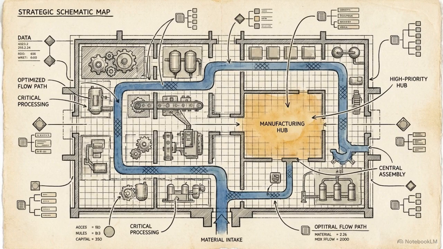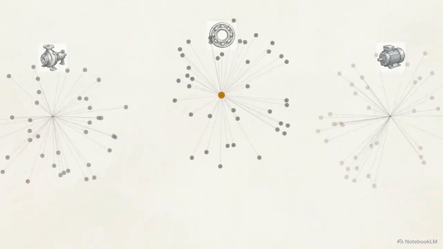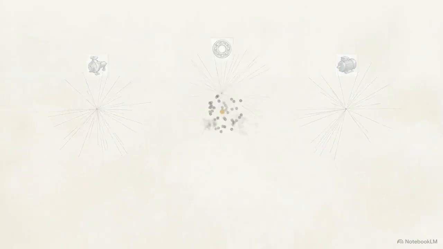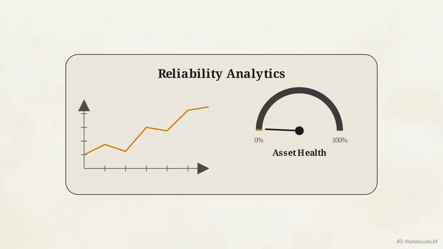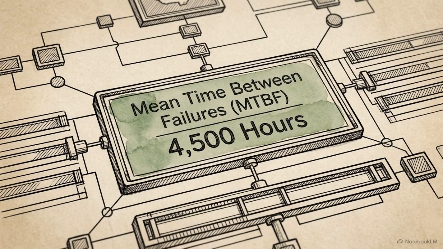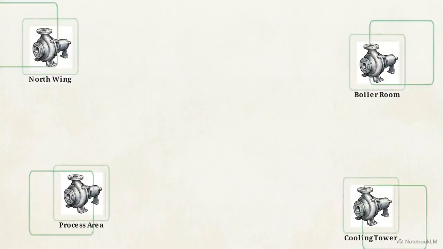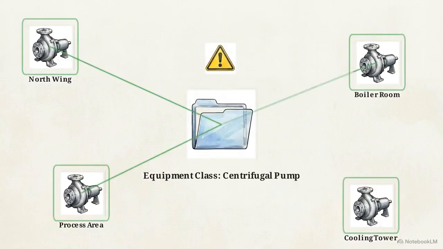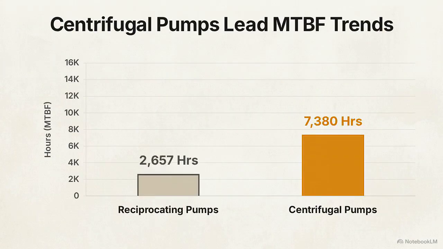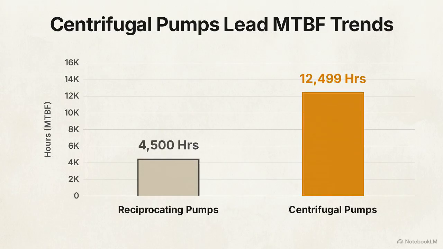Classification provides a strategic map that tells maintenance teams exactly where to deploy their finite resources for the highest possible return on investment. Once the data architecture is standardized, the facility gains a new capability: the use of reliability analytics to drive decision-making. A critical metric for tracking this reliability is mean time between failures, or MTBF. Because failure codes are inherited and standardized through the classification hierarchy, it becomes possible to compare equipment performance accurately across the entire plant.